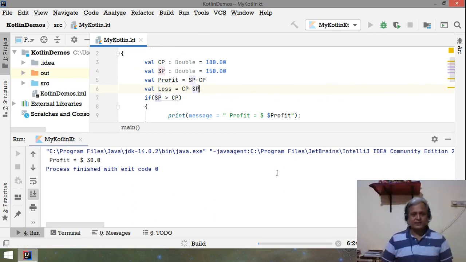If I make the cost price 180, now you see there will be a loss. So let me run the code again, and then you will find that the loss will be shown. So here the loss is $30.